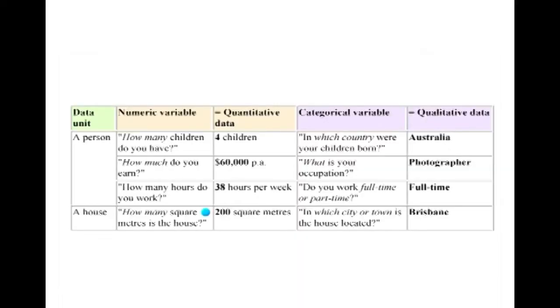Example 2. A house. Numeric variable: how many square meters is the house? The quantitative data is 200 square meters. The categorical variable will be: in which city or town is the house located? The answer for the qualitative data would be Brisbane.